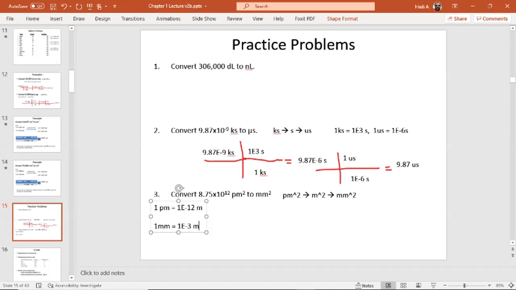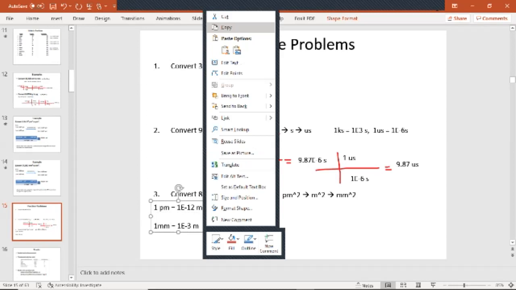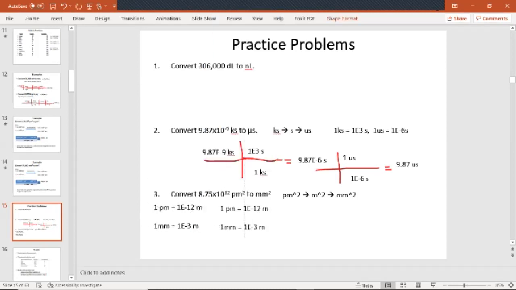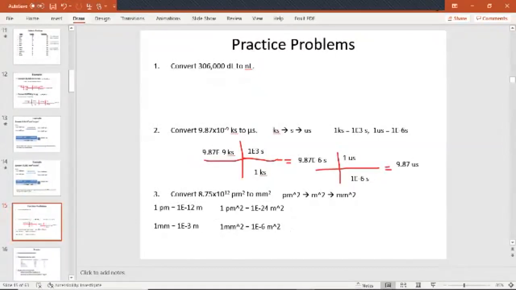And what we're going to do is we're going to square them. So when you square them, you square the units, and of course you multiply the exponents by 2. So when we do that, we get 10 to the negative 24 meters squared for 1 picometer squared, and 10 to the negative 6 meters squared for 1 millimeter squared. Again, when you square, you multiply the exponent by 2, and just a reminder, when you cube, you multiply the exponent by 3. So now we can set up our train tracks.